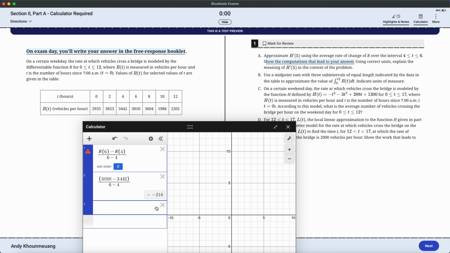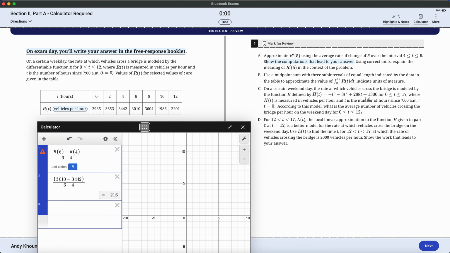It says, using correct units, explain the meaning of r prime of 5 in the context of the problem. So notice how r of t is vehicles per hour. So this is already a rate. So this is like saying the first derivative. If I have r prime of 5, this is saying the second derivative, or in this case, the first derivative of the derivative. And because this is already a derivative, then my units should be vehicles per hour per hour.